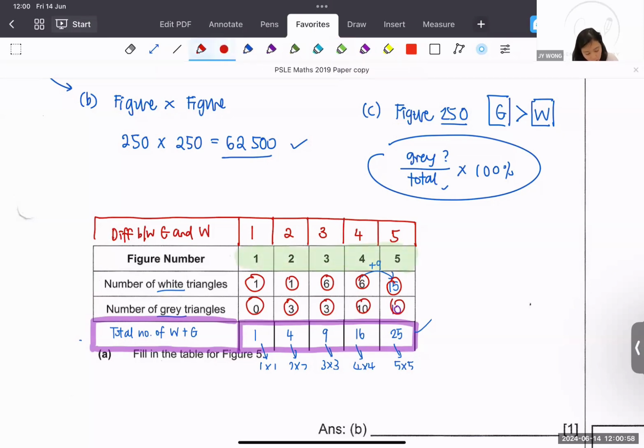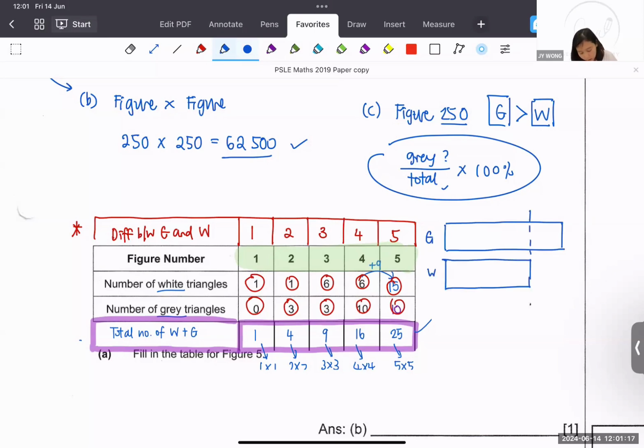This is something that you need to figure out for part C. So I'll explain this part first. Based on what we understood just now, for even figure number, the gray is always more than the white. But if you have mistaken this part, that's why your percentage may be wrong. So this is 62500. Remember the difference is always the figure number. In this case, the figure number is 250. I'm supposed to find gray, correct?